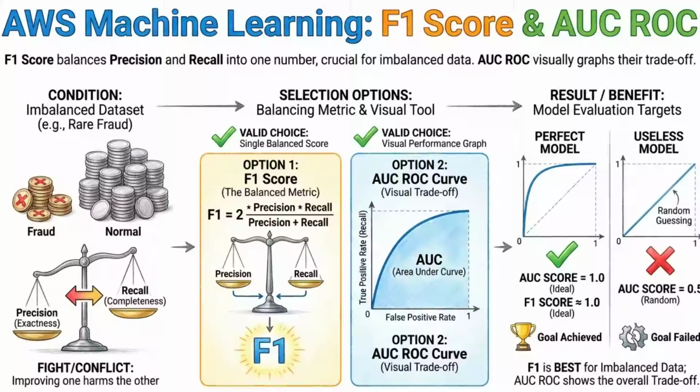Because precision and recall often fight against each other, mathematically improving one usually harms the other, forcing you to find a perfect middle ground using the F1 score. The F1 score is a clever mathematical formula that carefully balances both precision and recall into one single, highly readable number. It is universally considered the absolute best evaluation metric to use when you are dealing with a severely imbalanced dataset, like the rare credit card fraud examples we discussed in earlier lessons. Furthermore, you will often use an AUC-ROC curve to visually graph this trade-off, where a perfect model achieves a score of exactly 1.0, and a totally useless model scores a 0.5.